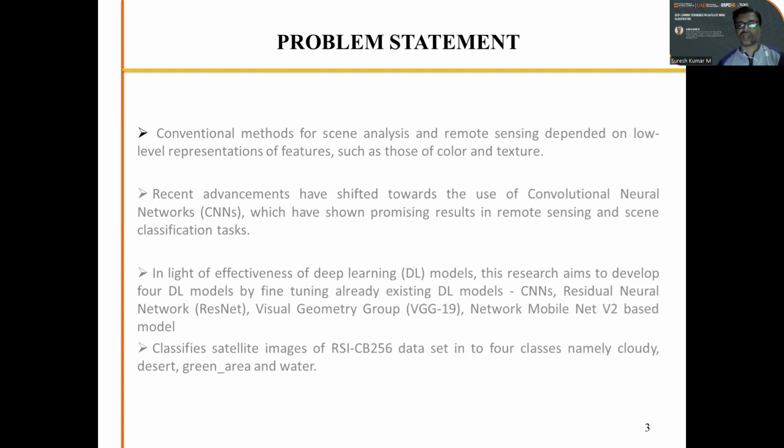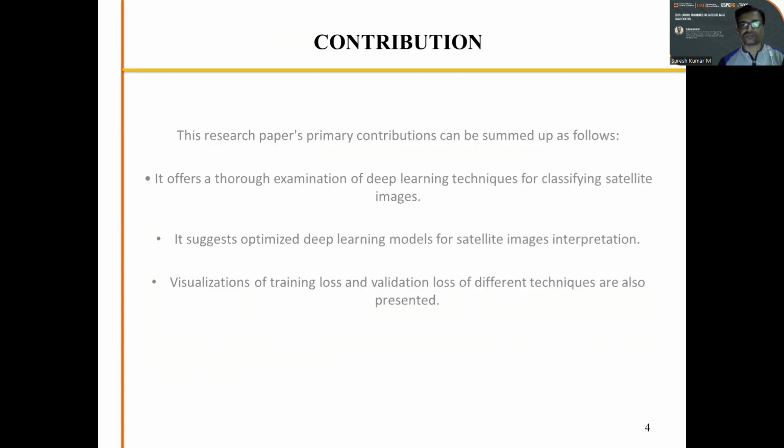Here we are classifying the satellite images of the RSI CB256 dataset, which is a standard dataset. We are classifying this dataset into 4 classes, namely cloudy, desert, green area, and water. And the main contribution of this paper includes these 3 categories.